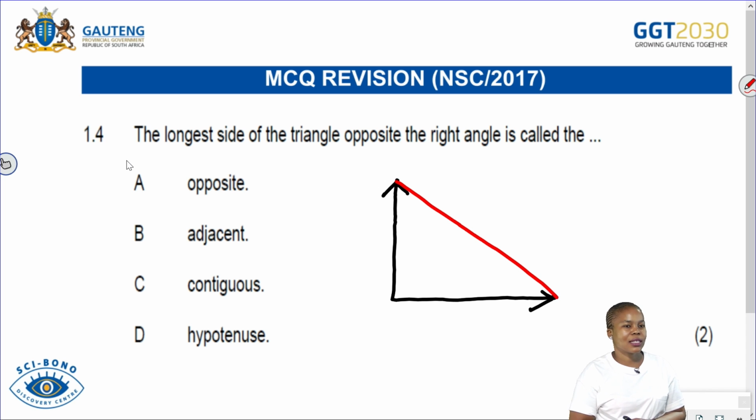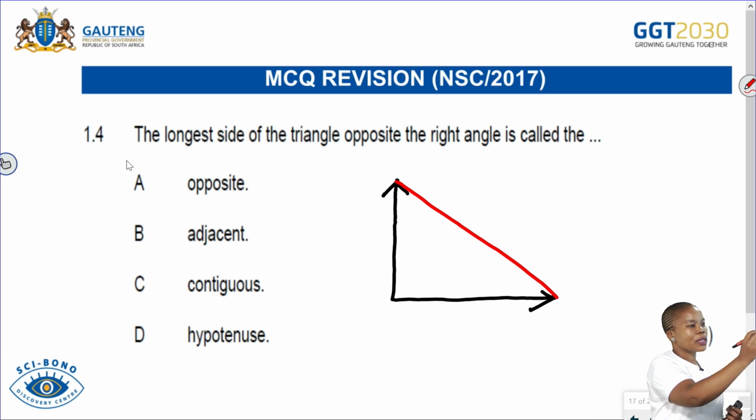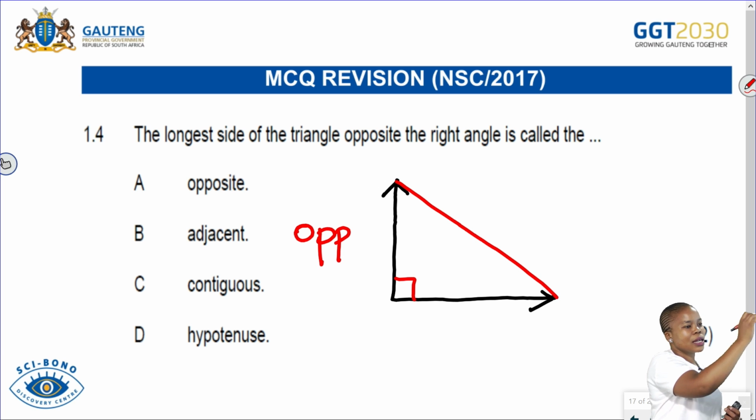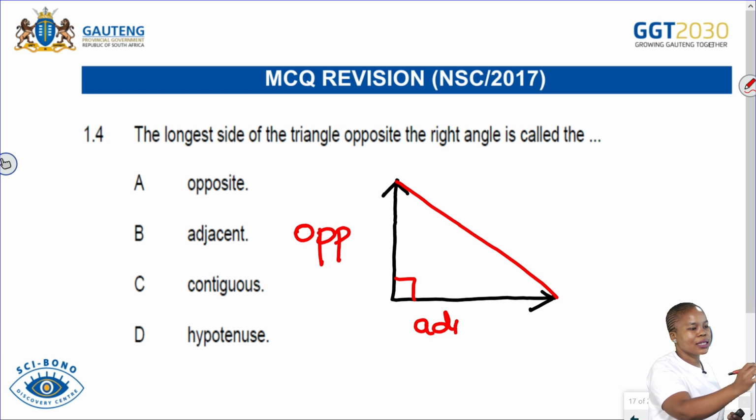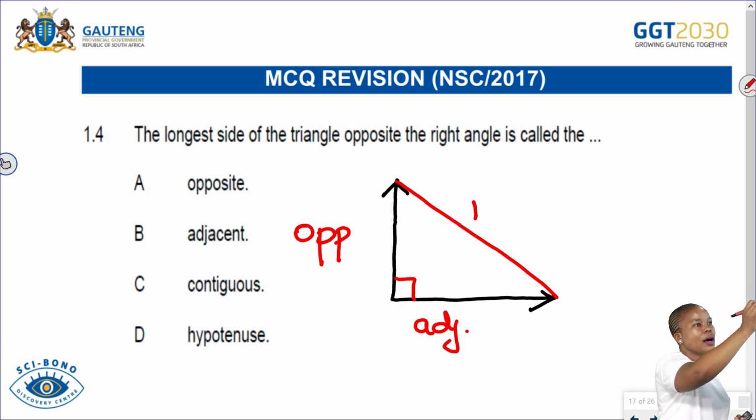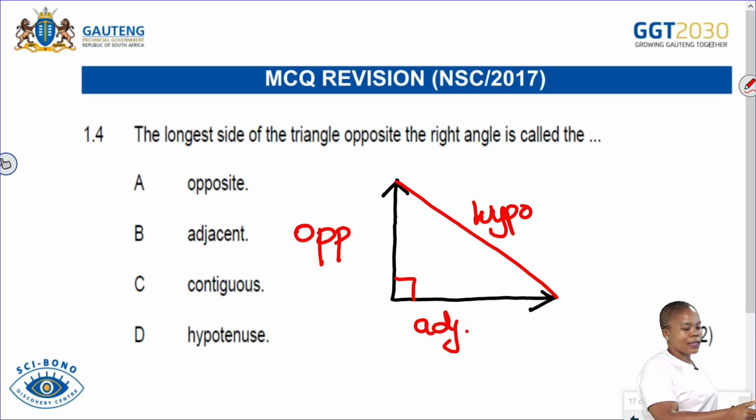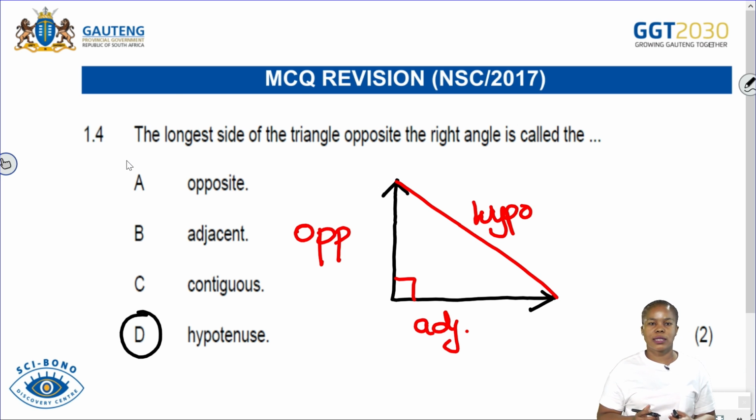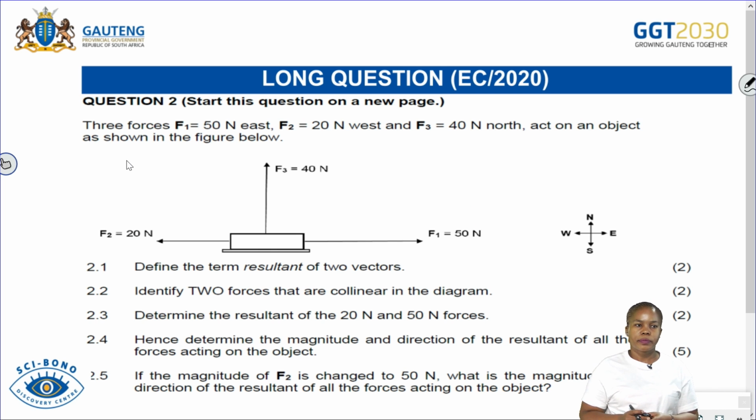A hypotenuse side. Remember when we're talking about the right angle triangle and its three sides, it had the opposite, because this is where the right angle will be. So this is your opposite, this is your adjacent, and this is your hypotenuse. So the correct answer in this case is D, which is your hypotenuse.